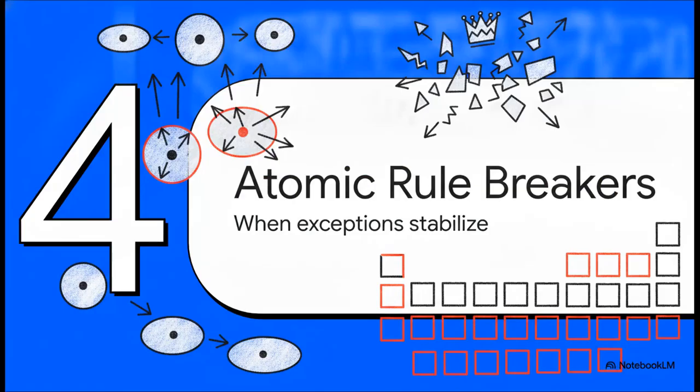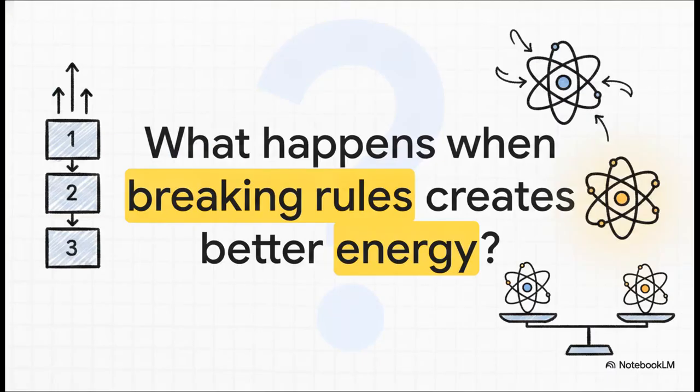Part 4. The atomic rule breakers. Because sometimes exceptions create stability. Up until now, we've relied on the Aufbau principle, which essentially says, always fill the lowest energy levels first before moving to higher ones. It's a very logical, step-by-step process. But in chemistry, nature ultimately prefers stability above all else.